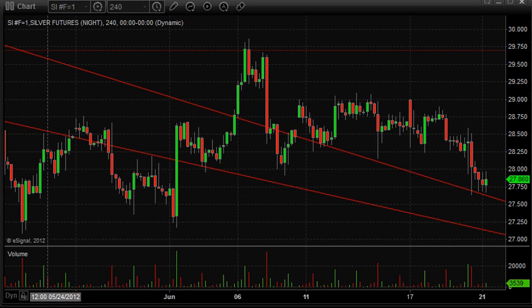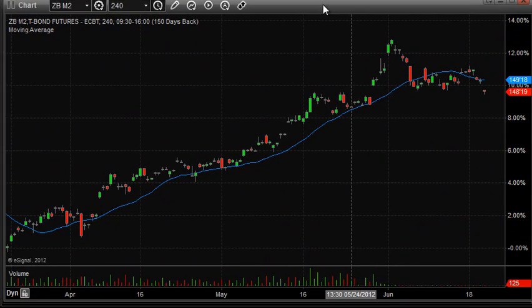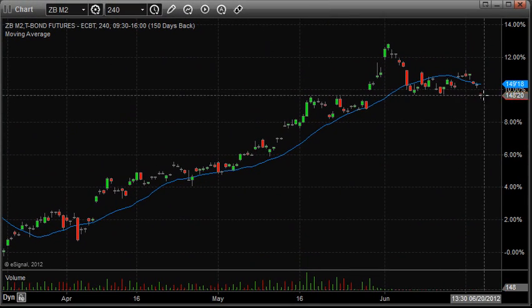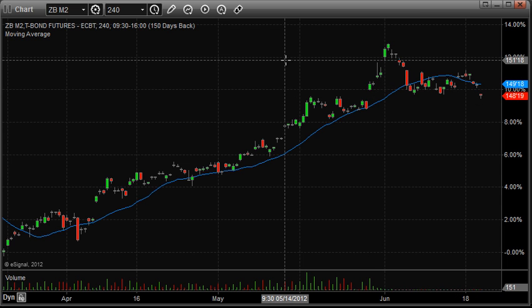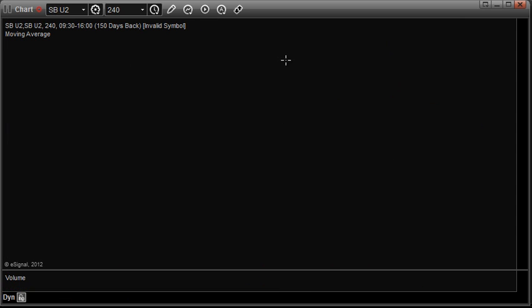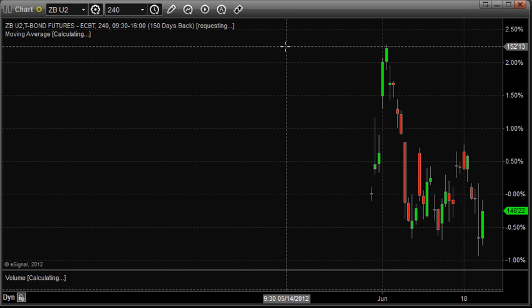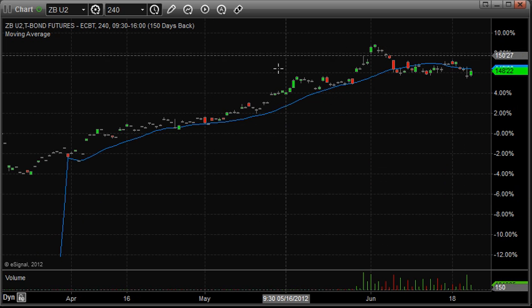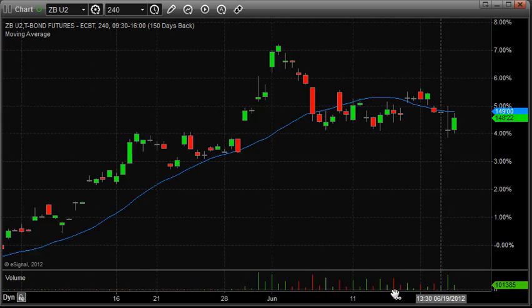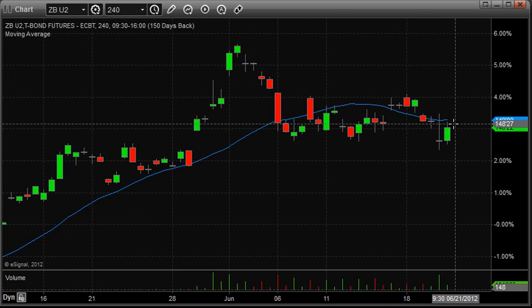Now looking at bonds, this is kind of an interesting chart. We saw bonds actually pull back, make a new low yesterday. Hold on, let me just pull up the proper chart here. Bonds pulled back yesterday, and they're having a little bit of a pop back up.